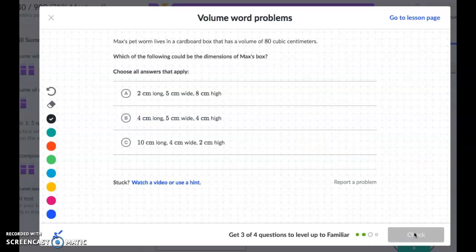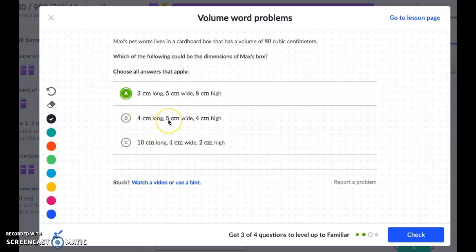Max's pet worm lives in a cardboard box that has a volume of 80 cubic meters. So which of the following could be dimensions of his box? So now we're looking at which ones of these, if I do the length times the width times the height, will I get 80? So 2 times 5 is 10, and then 10 times 8 is 80. So A works. But also notice it says choose all answers, so there's a possibility there is another choice.